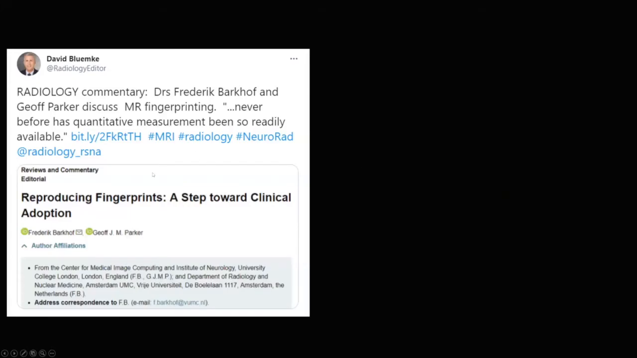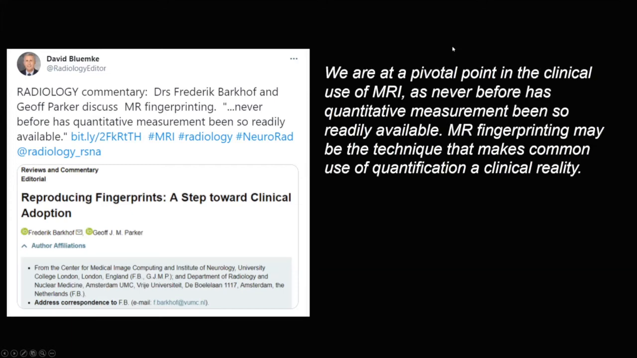I really enjoy reading this review and commentary article from the Radiology journal. The title is Reproducing Fingerprints, a Step Towards Clinical Adoption. First of all, this article pointed out the promise and significance of this technology. We are at a pivotal point in the clinical use of MRI. As never before has quantitative measurement been so readily available. MR fingerprinting may be the technique that makes common use of quantification a clinical reality.